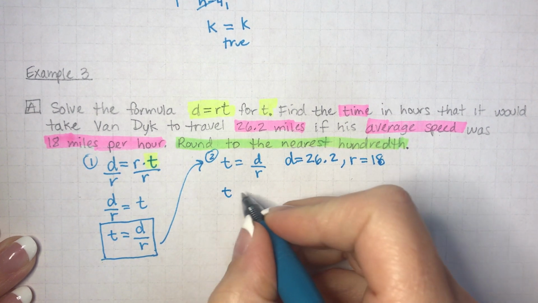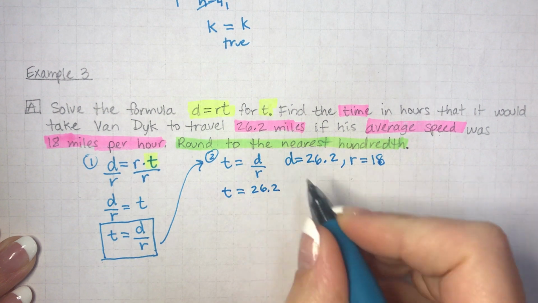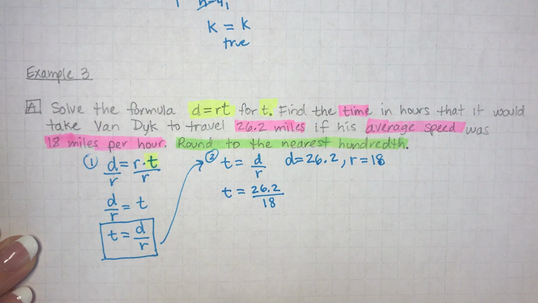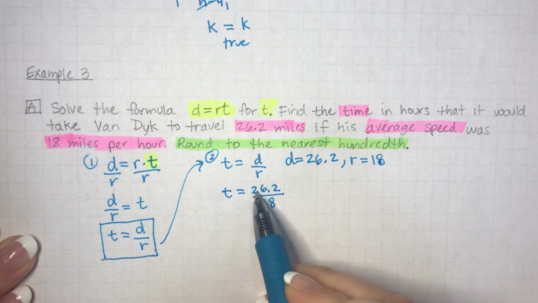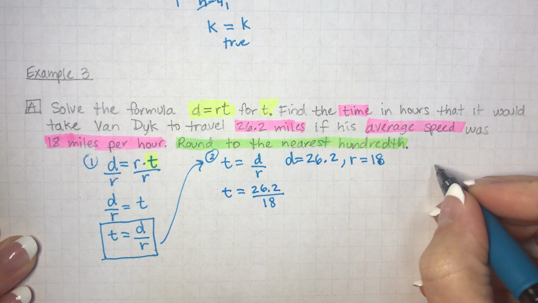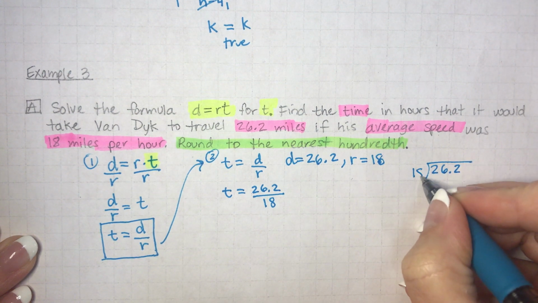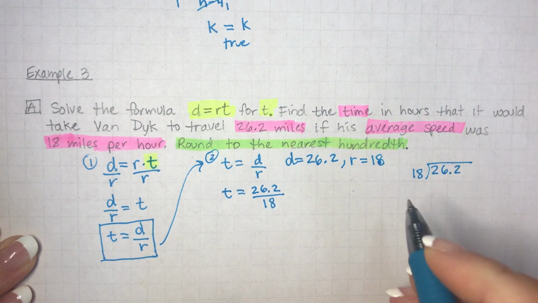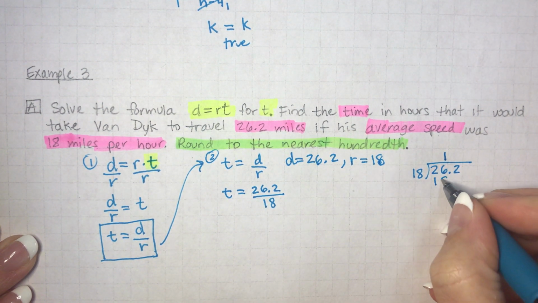Now we substitute those values into our literal equation, or a formula here, and we get T equals 26.2, that's what D equals, all over our rate, which is 18. Now what I'm going to do is go off to the side and do this long division problem right here, 26.2 divided by 18. Does 18 go into 2? Nope. Does 18 go into 26? Yep. How many times? One time. 1 times 18 is 18.